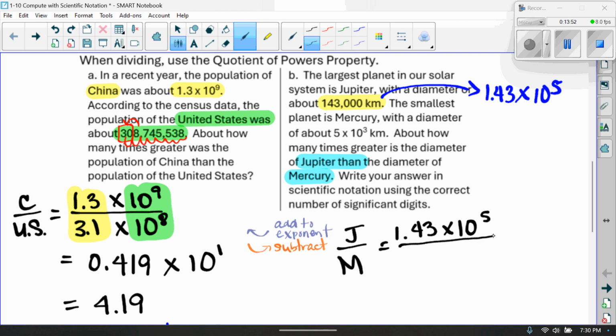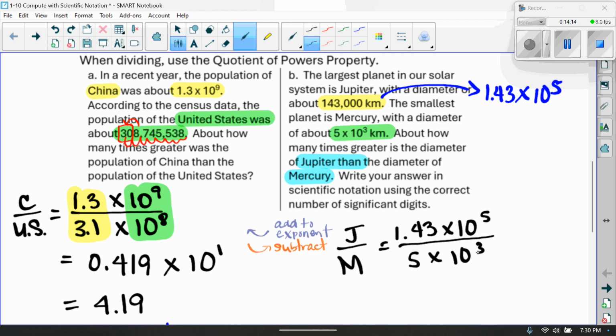And we're dividing that by the diameter of Mercury, which here is 5 times 10 to the 3rd. So 5 times 10 to the 3rd. Now, it says here, write your answer in scientific notation using the correct number of significant digits.